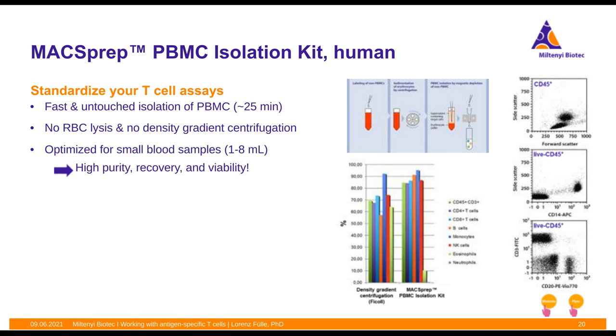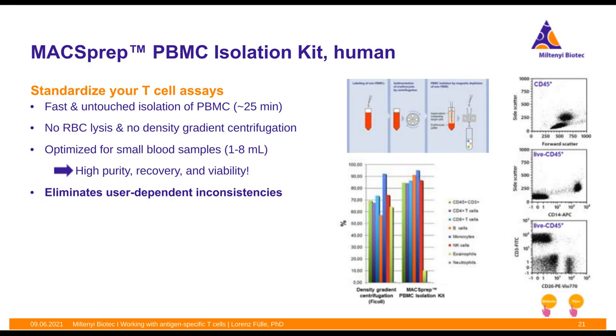The kit is also optimized for small blood volumes of a few milliliters, and the cells have a very high purity. You will recover all of your cells, and they're also all viable. And on the graph here on the right side, you can see that the recovery of various immune subtypes found within PBMCs is at least as good, if not even a bit better, compared to conventional density gradient centrifugation using Ficoll, for example.